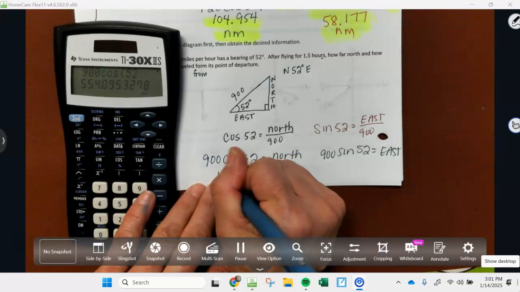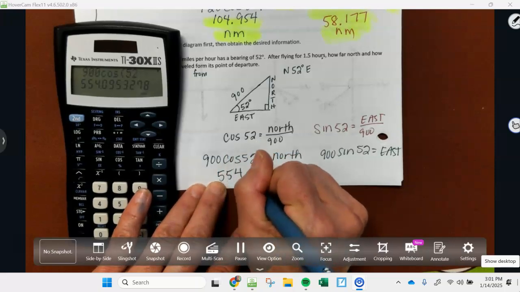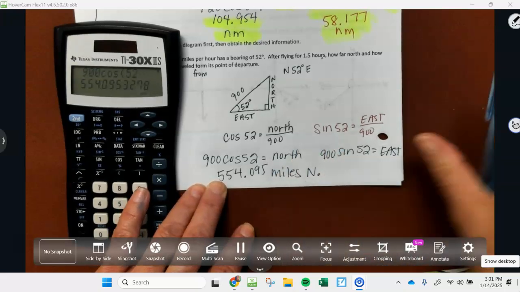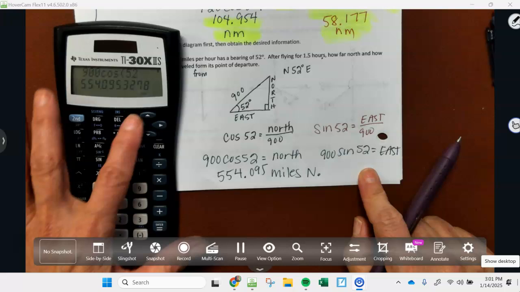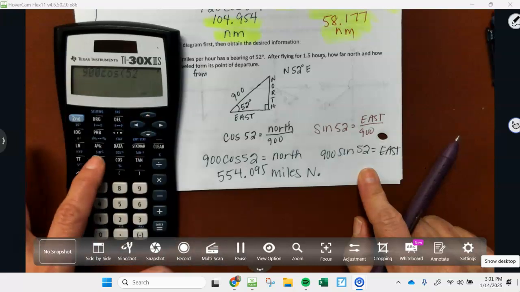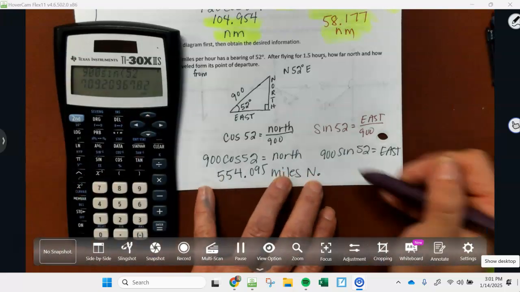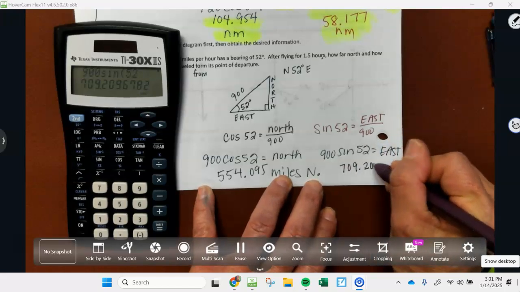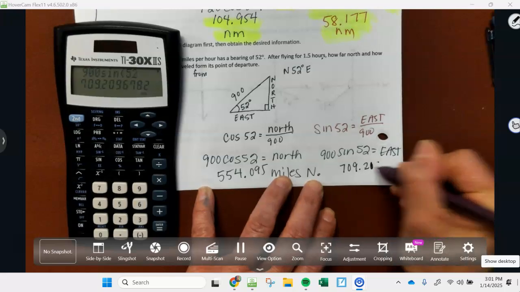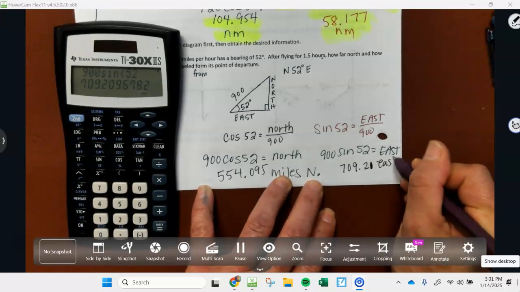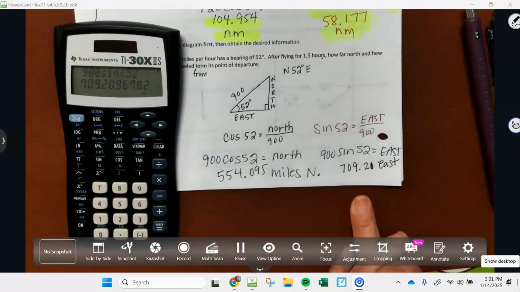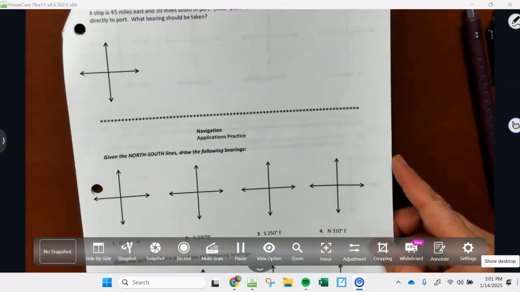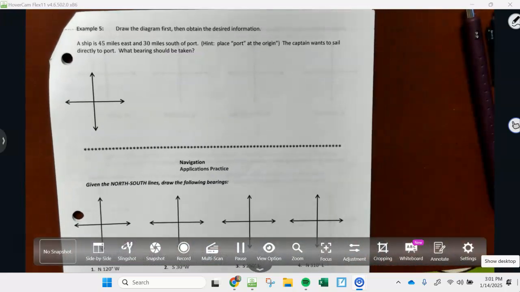That plane traveled 554.095 miles north. And then let's go ahead and figure out what happened when it was a sine value. And it went 709.2021 east. All right. So that's how we work that word problem. Let's flip over to the last one we're going to talk about in our online notes.